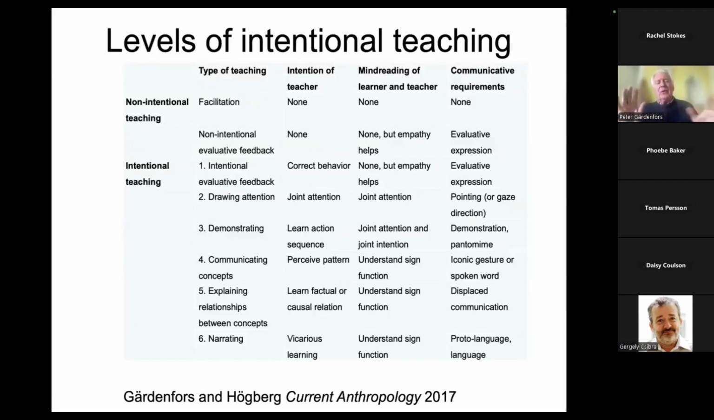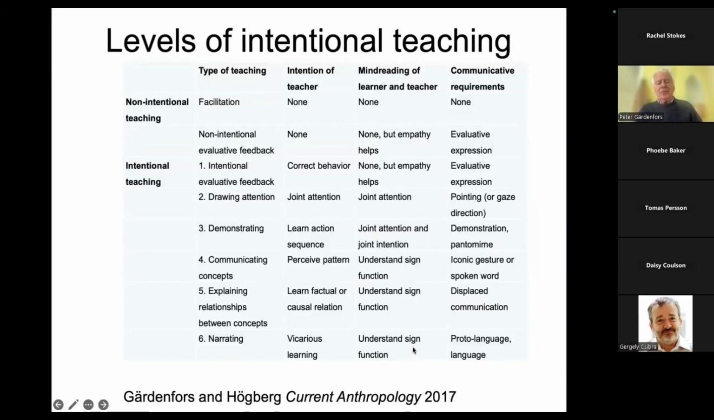We started analyzing these levels of teaching, and we put them in this order because on each of these rows here, the requirements become stronger and stronger. And the argument is that as evolution proceeds, you can make more and more advanced things, but they have to build on the earlier levels. So that's the reason why we put the six different levels in this order.